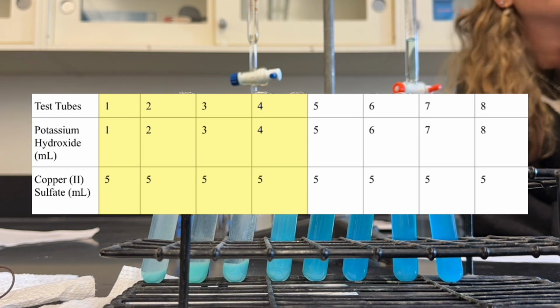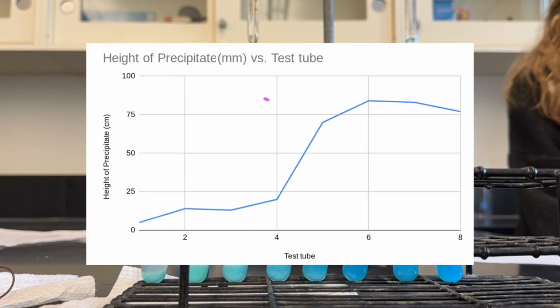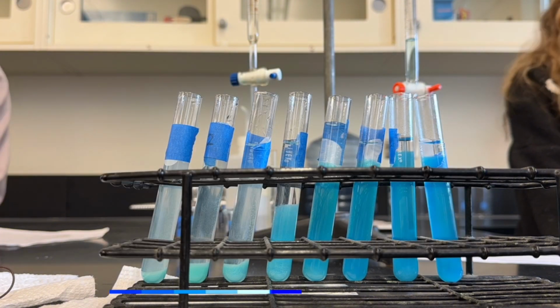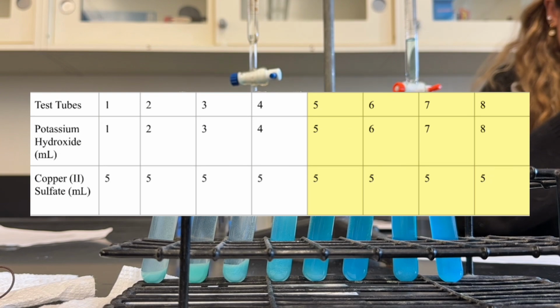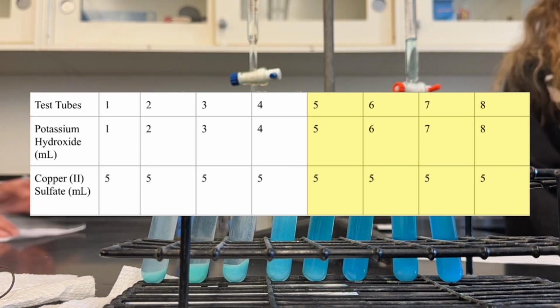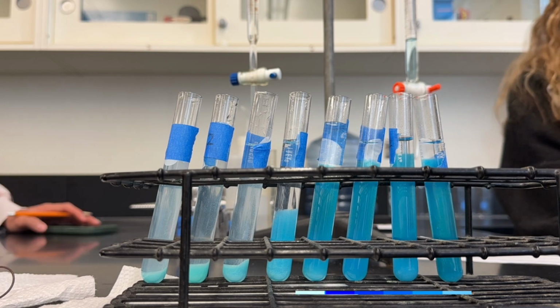As the amount of KOH increases in each test tube from 1 through 4, the amount of Cu(OH)2 being produced increases as well, which means the KOH is determining the amount of this precipitate. However, when the amount of KOH exceeds the amount of CuSO4 in test tubes 5 through 8, the amount of precipitate starts to level off now that the CuSO4 is the new limiting reactant.